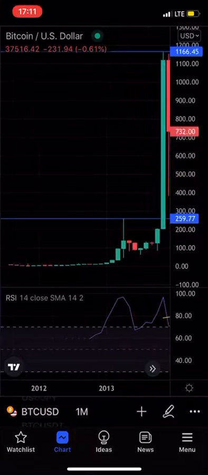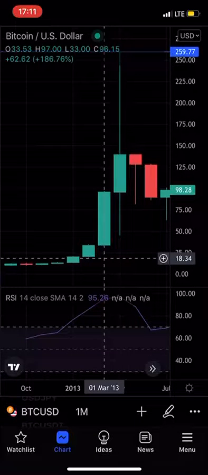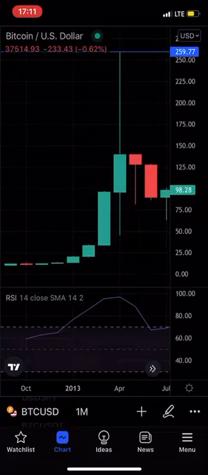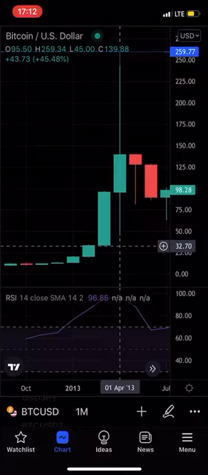As you can see, in March 2013 the RSI was at 95, and in April the RSI was at 96. And what did I say? Anytime you see the RSI above 90, just know that you should get out of Bitcoin. I'm talking about Bitcoin in particular, on the monthly scale. If you see the RSI above 90, you should exit, as it is forming a top. In March 2013 the RSI was at 95, and finally it peaked at 96.